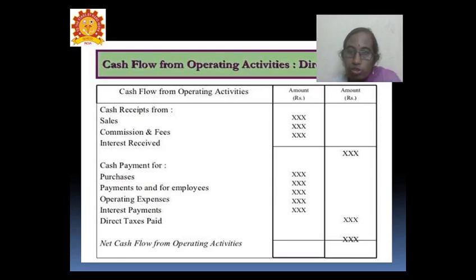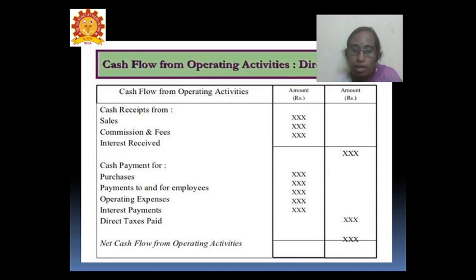So if you take this format, this is the format of the cash flow from the operating activities. So they are starting from the cash receipts and from the sales, the commissions and other receipts that are being issued, and the cash payments are going to be made, highlighted here, such as the purchases and the payments, operating expenses, interest paid, direct taxes paid, and from that they are able to arrive at the final net cash from operating activities.